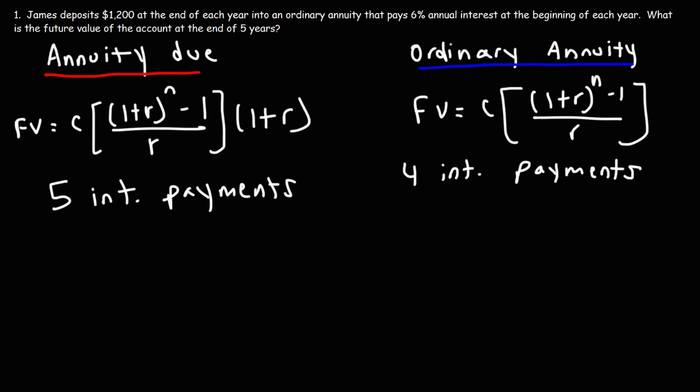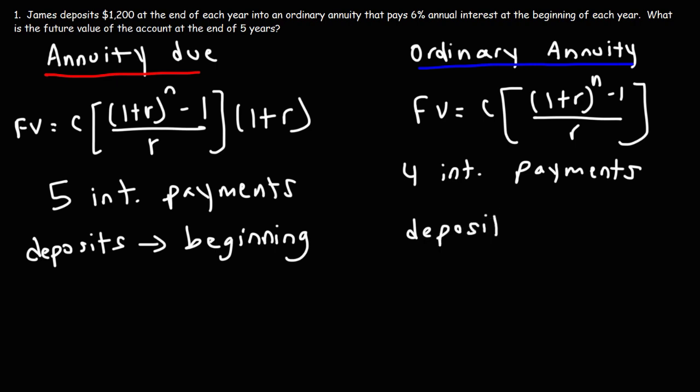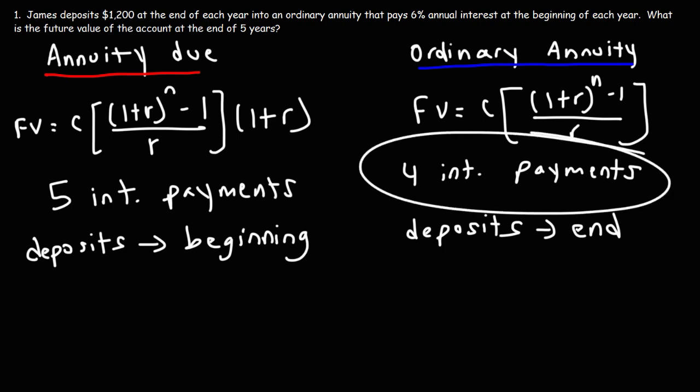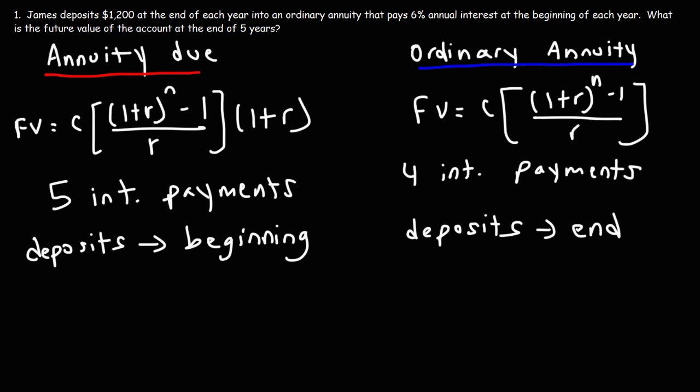Whereas in an ordinary annuity, the deposit is made at the end of the period, that is, after interest is credited. So make sure you understand that for an annuity due, the deposits are made at the beginning of each time period, whereas in an ordinary annuity, the deposits are made at the end of each time period. So therefore, one interest payment in this type of annuity will be missed, and so its value will be less.